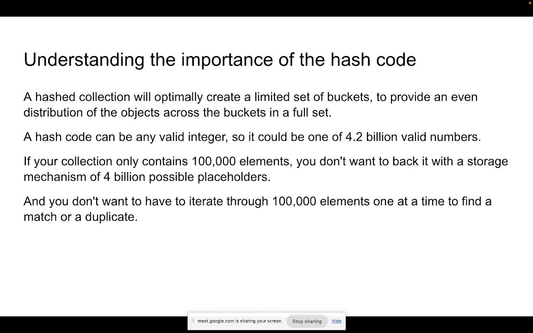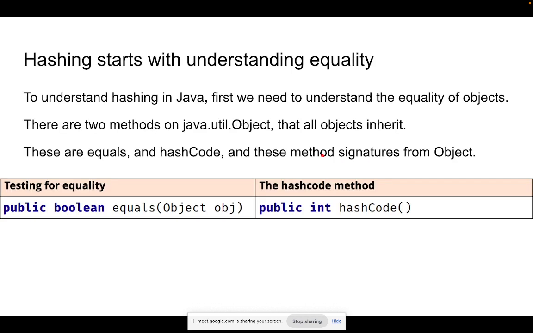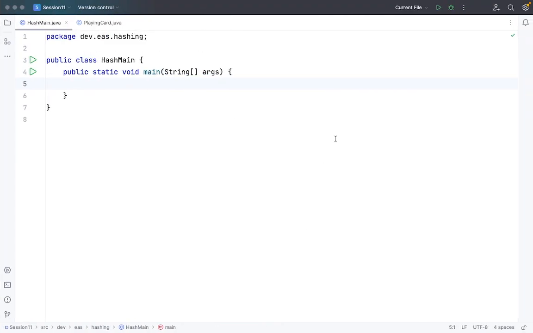And hash code has its own way of dealing with it, so we are not going into exactly how hash code has been implemented. But a hash code is any valid integer, any one of about 4.2 billion numbers, that is taken care of by Java itself. Okay, so let's look at it from the code.